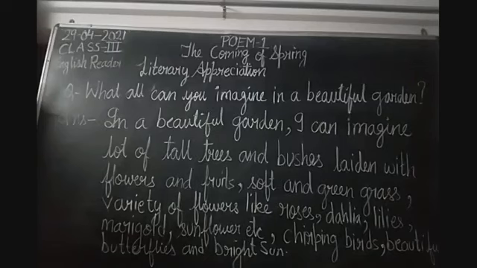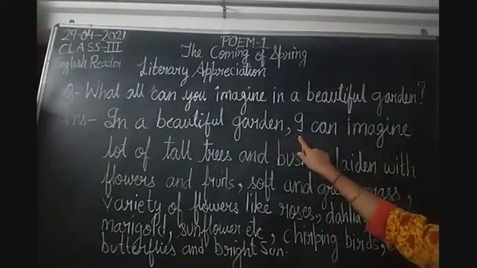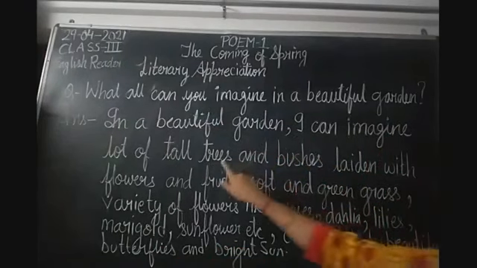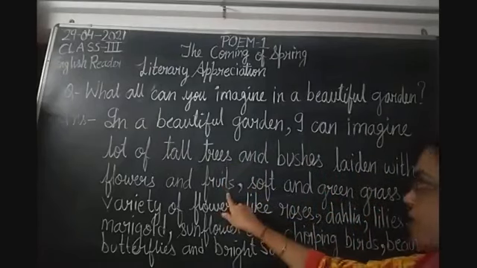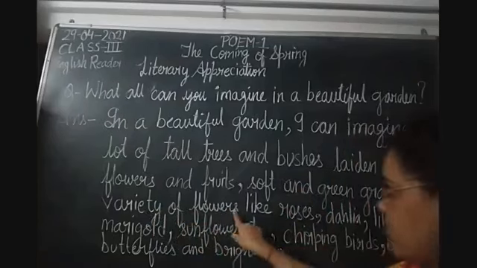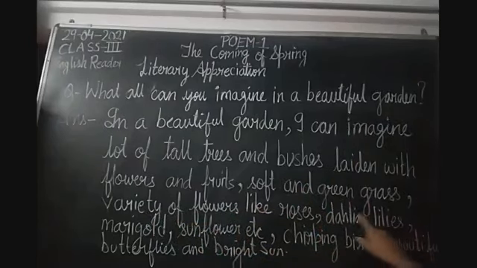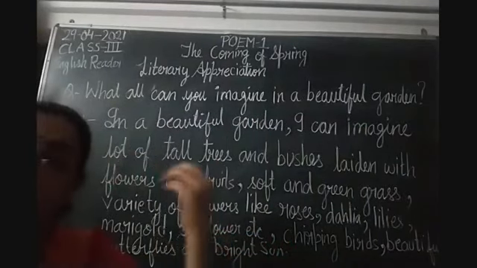Yeah. So I have written the answer. In a beautiful garden, I can imagine a lot of tall trees and bushes laden with flowers and fruits, soft and green grass, variety of flowers like roses, dahlia, lilies, marigold, sunflowers, etc., chirping birds, beautiful butterflies and bright sun. Fine. Whatever you can imagine, you can write anything from your own mind that you can see in a garden.